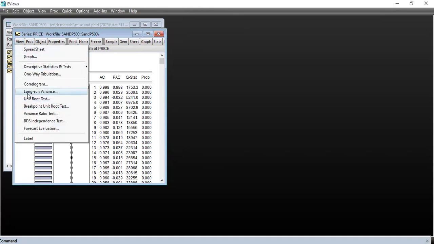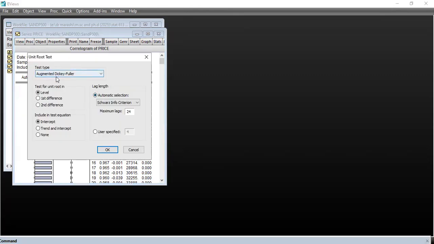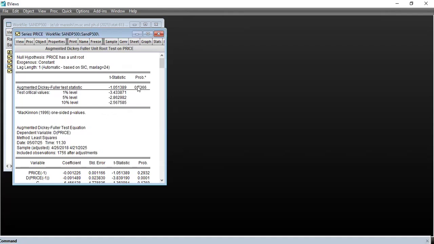And also, if you go for the unit root test, there are different types of unit root tests. We have studied the Phillips-Perron, but we'll go for the augmented Dickey-Fuller test. The p-value is greater than 0.05, so we are not going to reject the null hypothesis. And the null hypothesis is telling us that the series is non-stationary.